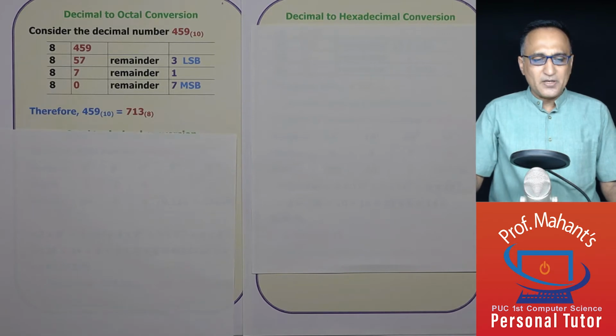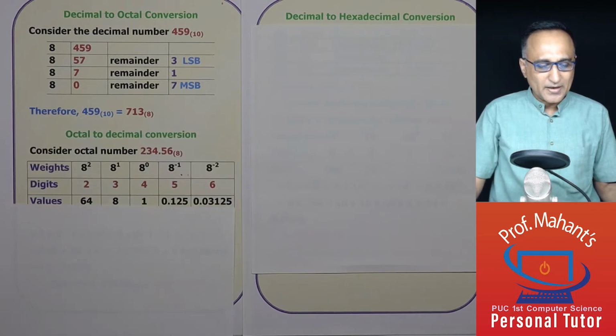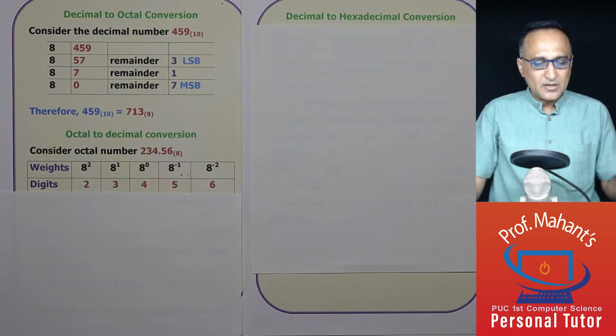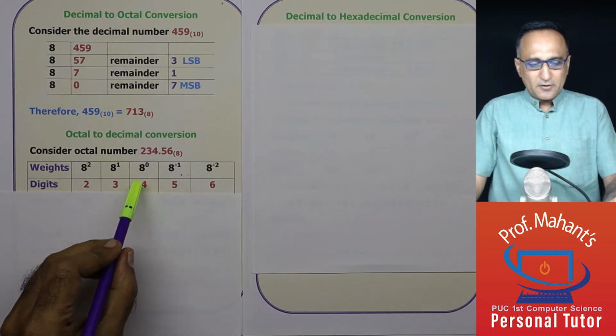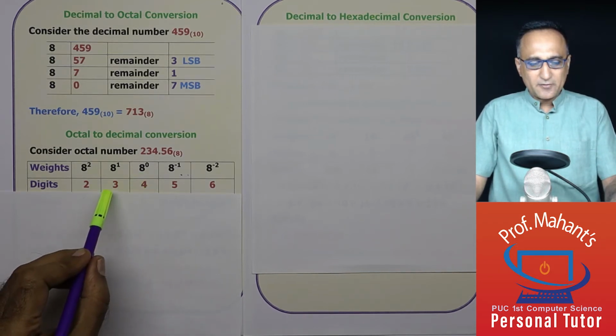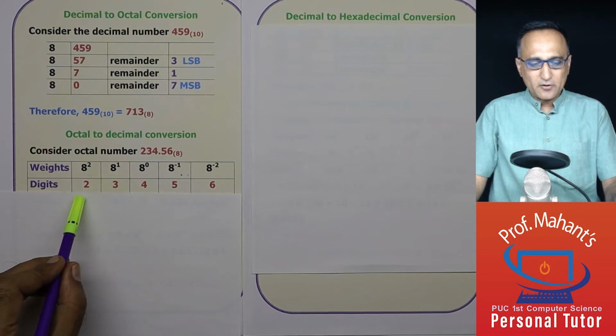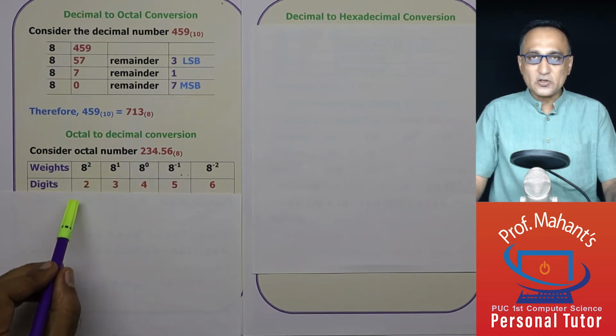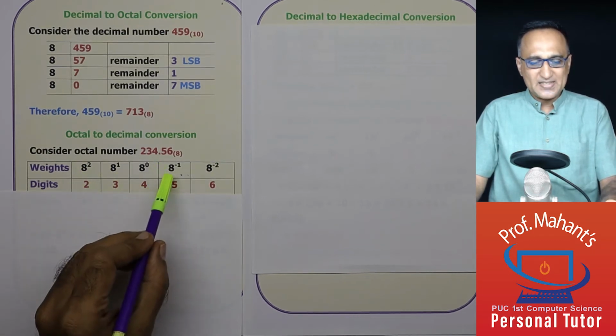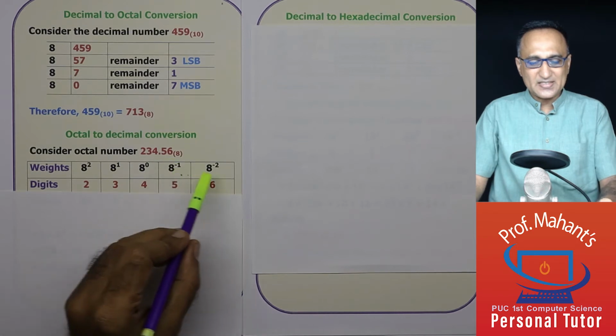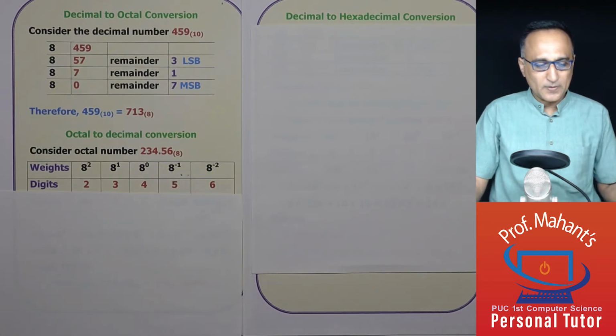Now it's quite simple to convert an octal to a decimal. You just need to multiply each octal digit by its weight. Let's take an octal number, 234.56 to the base 8. The weight of 4 is 8 raised to 0, weight of 3 is 8 raised to 1, weight of 2 is 8 raised to 2, based on the position. 5 is 1 upon 8, 6 is 1 upon 64.